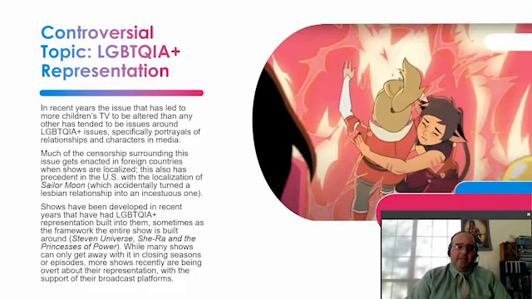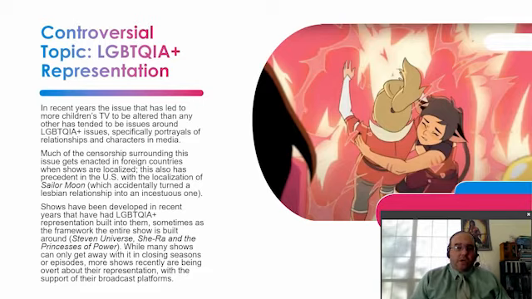In recent years, the issue that has led to more children's TV to be altered than any other has tended to be issues around LGBTQIA plus issues, specifically portrayals of relationships and characters in media. There are some factions that don't even want these characters to be visible. They don't even want them to exist, or if they do exist, they want them to be straight. They don't want their kids exposed to any of this, and more power to them.